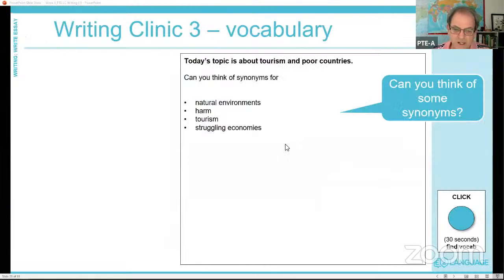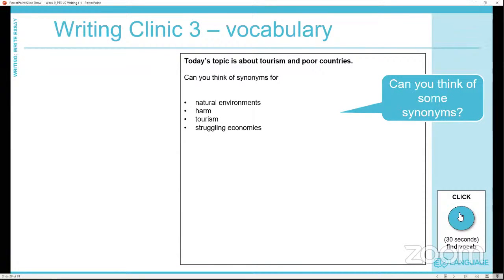Gosh, that's a big dictionary. Let's look at here. Can you think of some synonyms, words that mean the same thing? Type them in. And Zoomers type it into Zoom. Oh, sorry, YouTubers type it into YouTube.